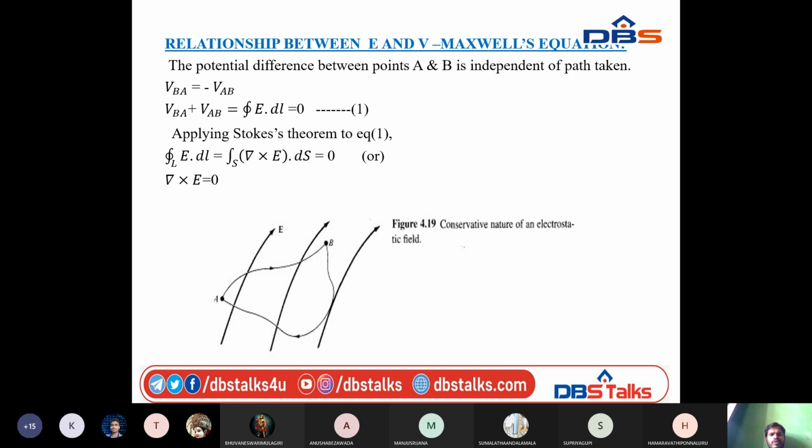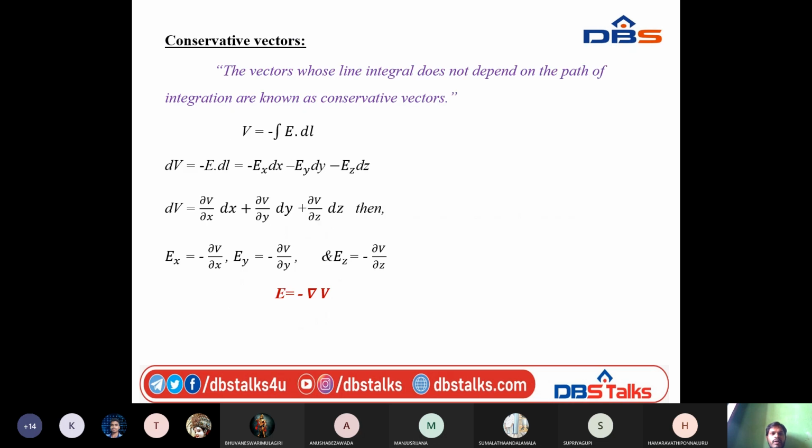Del cross E bar dot ds equal to 0, which is not... So remember this formula, this is very, very important: del cross E bar is equal to 0. Next, conservative vector, so that is V equal to minus the integral of E dot dl. This is the relation we have got from the electric potential.